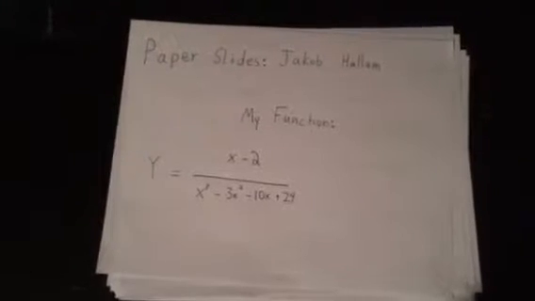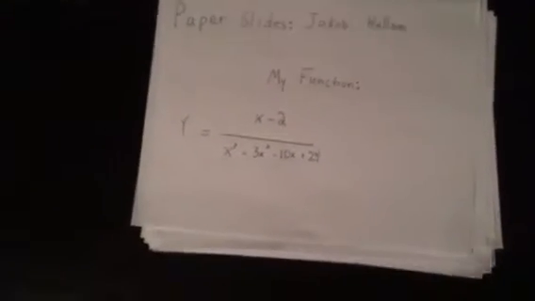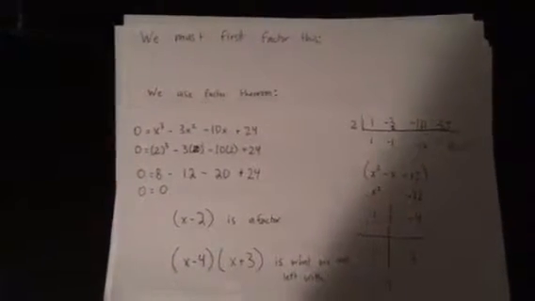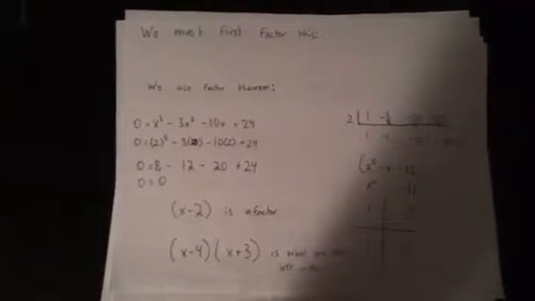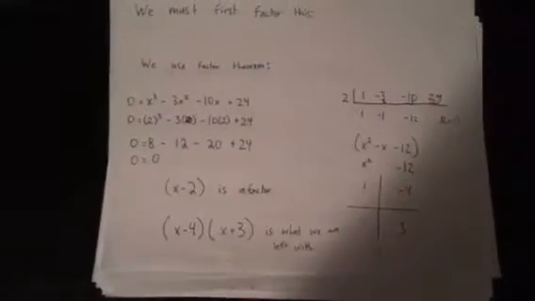My function is x minus 2 over x cubed minus 3x squared minus 10x plus 24. First, we must factor this function, and to do this we use the factor theorem. As you can see, the math is on the left-hand side, and it is discovered that x minus 2 is a factor of our reciprocal function.